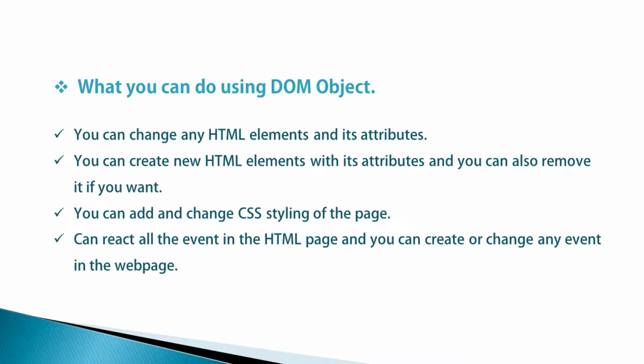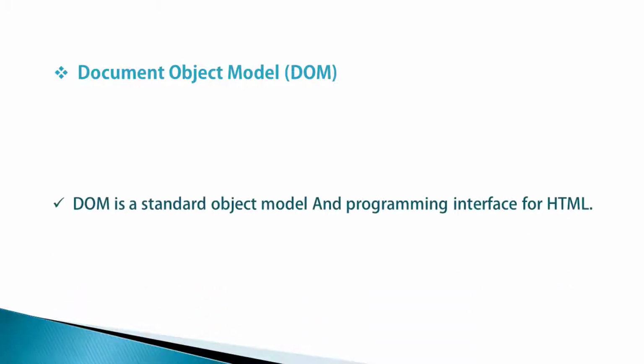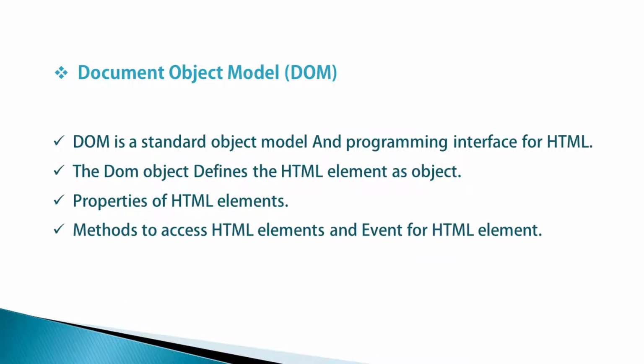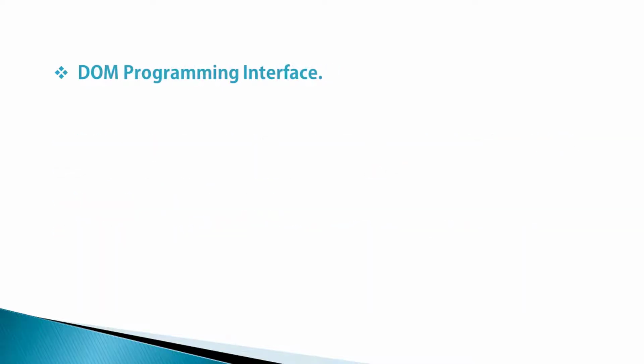So DOM is a standard object model and programming interface for HTML. The DOM object defines HTML elements as objects, and it also defines properties of HTML elements, methods to access HTML elements, and events for HTML elements. So basically you can do everything with HTML elements using the document object model. In the document object model, methods are actions performed on HTML elements, and properties are values which you can change or set.